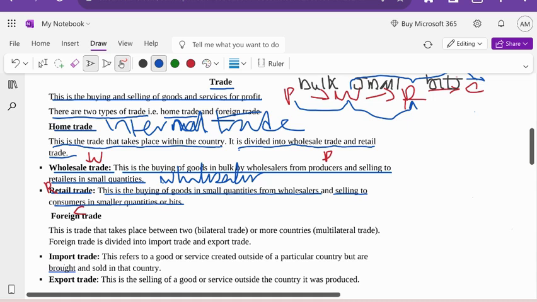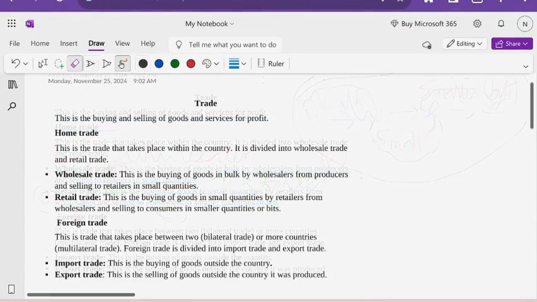Now let us look at foreign trade. Foreign trade is trade that takes place between countries. For example, somebody is in Nigeria and the person is selling goods in Britain, or someone is in Britain and the person is selling goods in America. Alright, when foreign trade takes place only between two countries, like Cameroon and Nigeria, we shall call it bilateral trade. While if the trade is taking place between more than two countries, we shall call it multilateral trade.